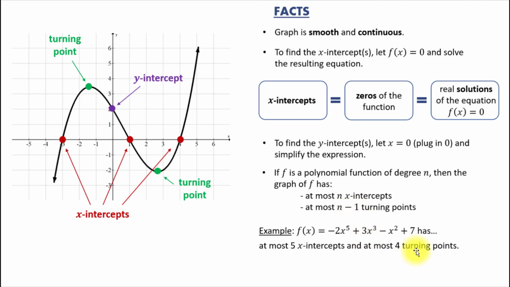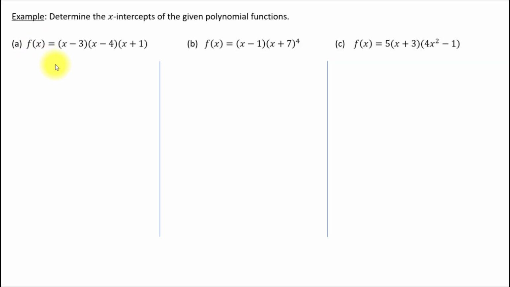In the next example, we're going to practice finding the x-intercepts of a graph of a polynomial function. And that's the step that we're going to take. We're going to set the function equals 0 and solve the resulting equation. Here's our first function. To set function equals 0, basically it means that we have to take the right-hand side of this function and set it equal to 0. And now we have to solve the resulting equation.